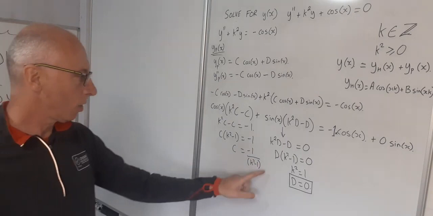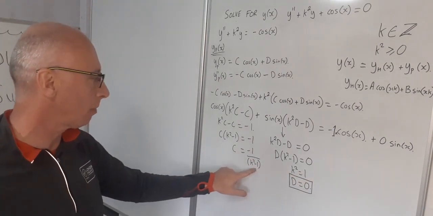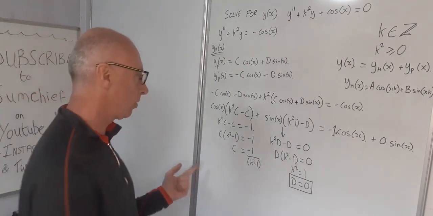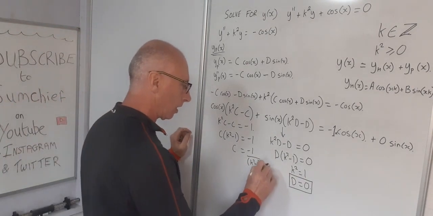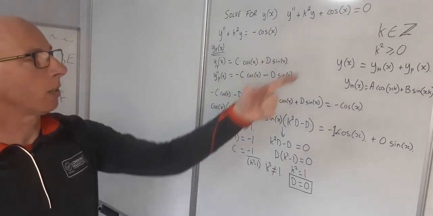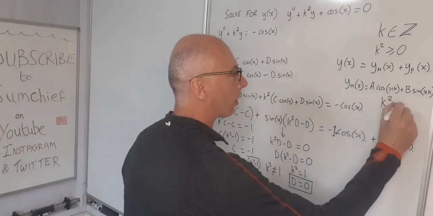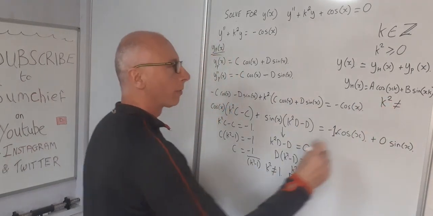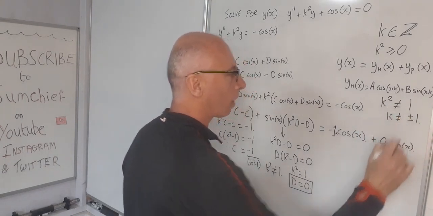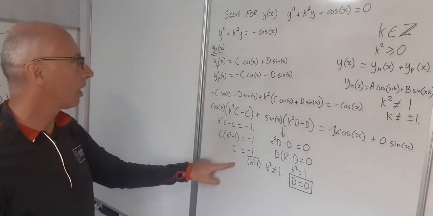And here we've got k squared equals 1. This cannot be allowed because k squared minus 1 here will give us a function that is not allowed. It's undefined. So therefore k squared does not equal 1. So we can include that onto our conditions here. K squared does not equal 1. So therefore k does not equal plus or minus 1. Okay, so now we've got c here.